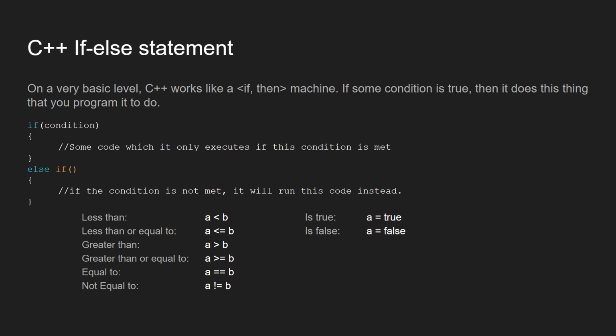And these are all the types of statements you can have, at least in a numerical sense, such as A is less than B, A is bigger or equal to B, A is equal to B, A is not equal to B. And this also works with the bool statements. A is true, A is false.